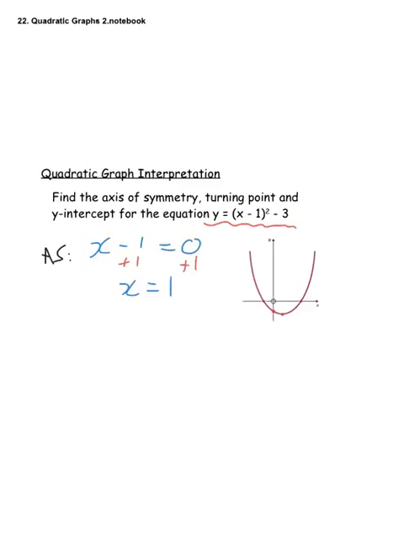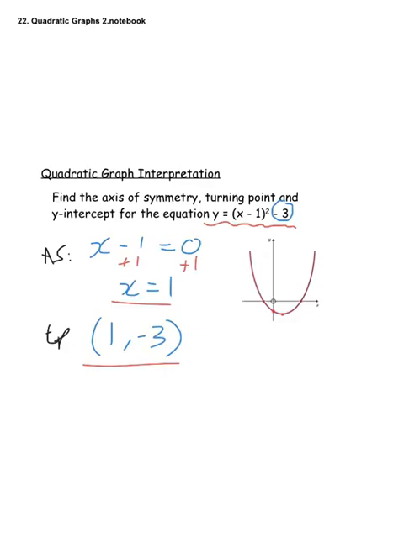For the turning point, what we need to do is figure out our coordinate. We've already got the x part of the coordinate, which is 1. That comes from your axis of symmetry. The second part of the turning point is on the end of our equation here. The y part is going to be minus 3. So that's us with a turning point.